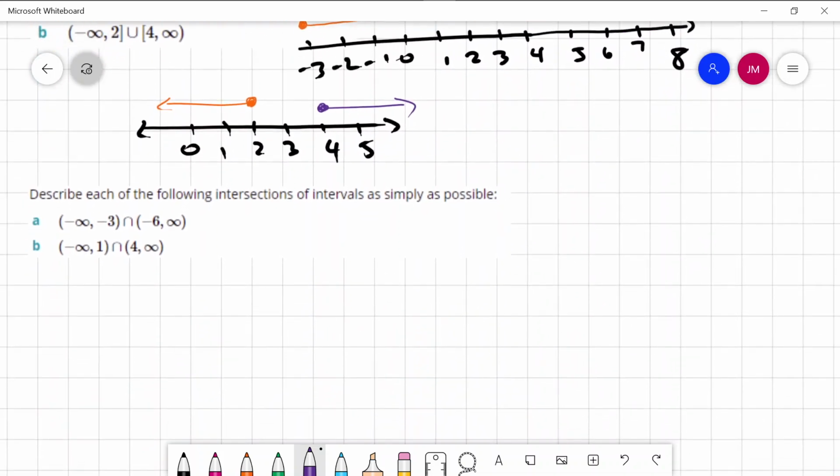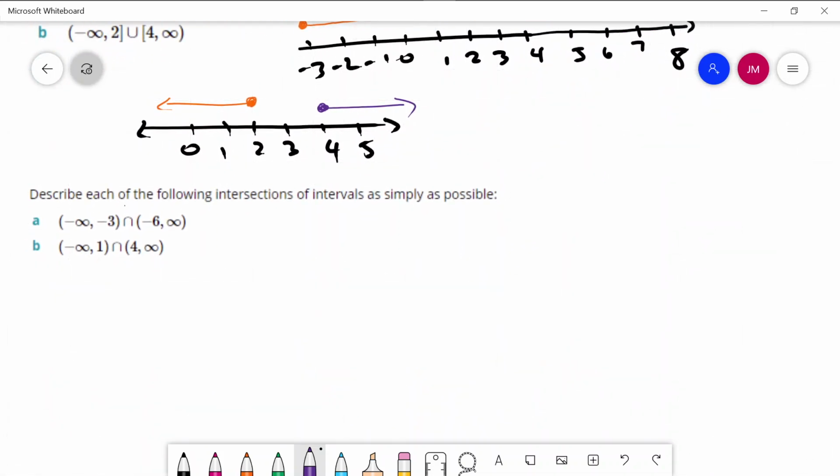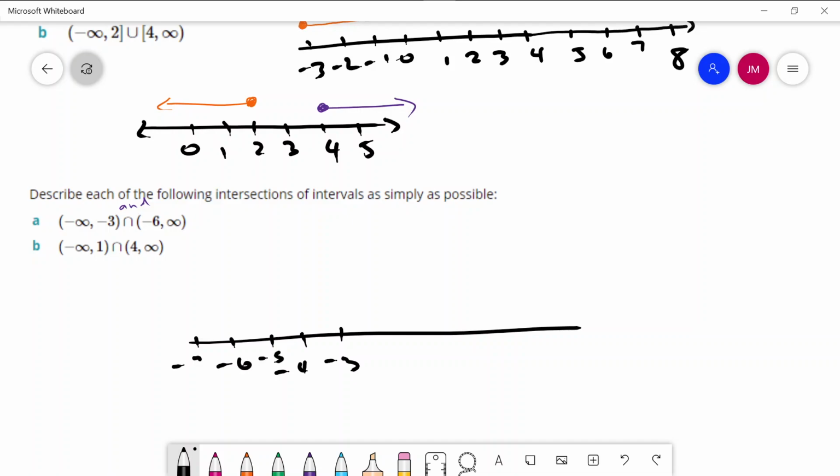If I have an intersection, it's saying it has to be in both. So it has to be between -infinity and -3, and between -6 and +infinity. So if I was to draw that number line, just like I did in the previous question. So -3, -4, -5, -6, -7, etc. Okay. Then when I draw the first part, -infinity to -3, now it's a hollow circle. So that's all that. And then the other one is from -6 all the way up.